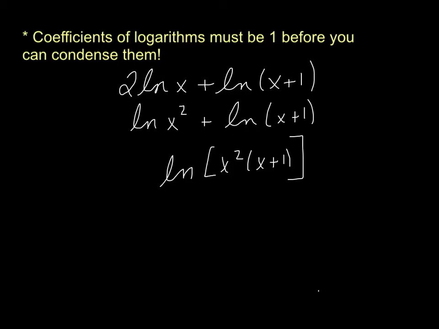When we're doing the condensing, we have to make sure that the coefficients on all of our logarithms are 1 before we can condense and apply those properties. So in this example, we have 2 times the natural log of x. Then we need to use the power rule and rewrite that back as the natural log of x squared. And now that each log has a coefficient of 1, since it is a sum of logs, then we can rewrite that back, condense it down into the product, making it the natural log of the product of x squared with x plus 1.